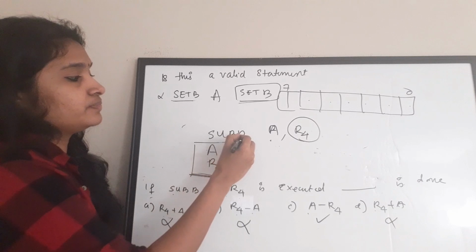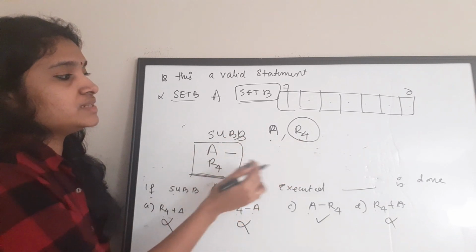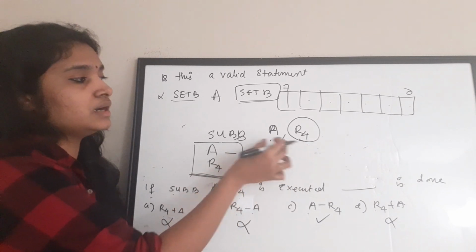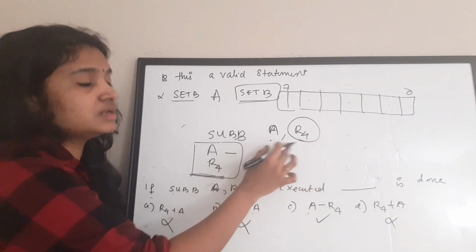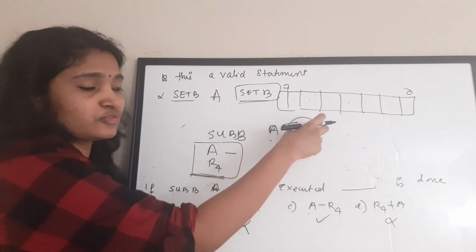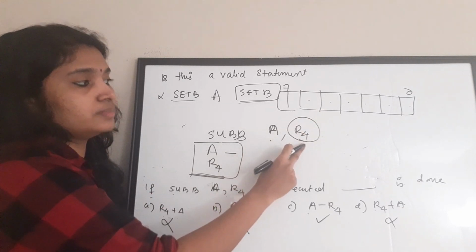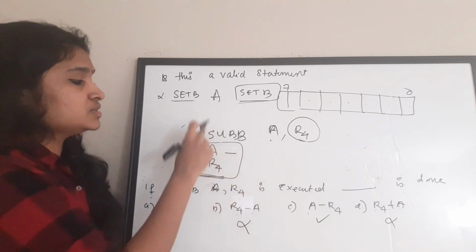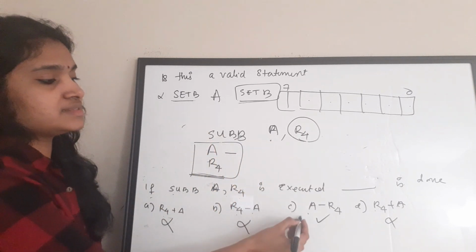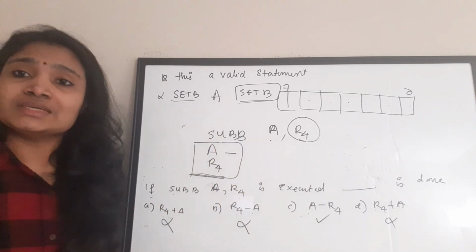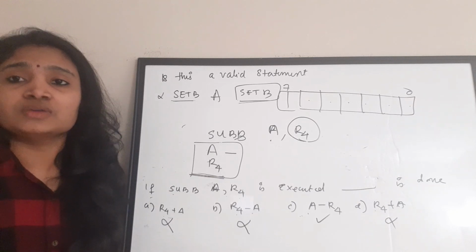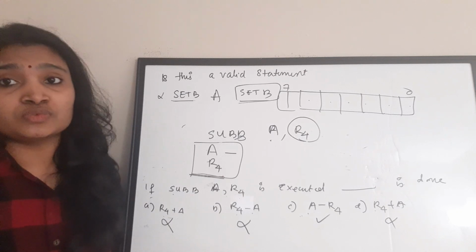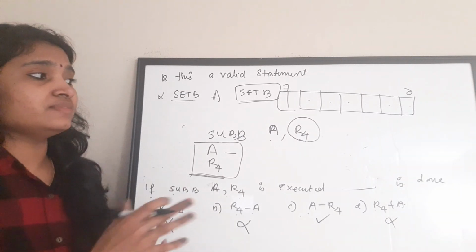SUB A, R4 means subtracting R4 from A, not A from R4, and not addition. It is subtracting the second register or value from the first one. So this is actually performed. The correct answer is option C. So these are some questions which I have included in this video. If you practice these types of code snippets, it is very useful for you.